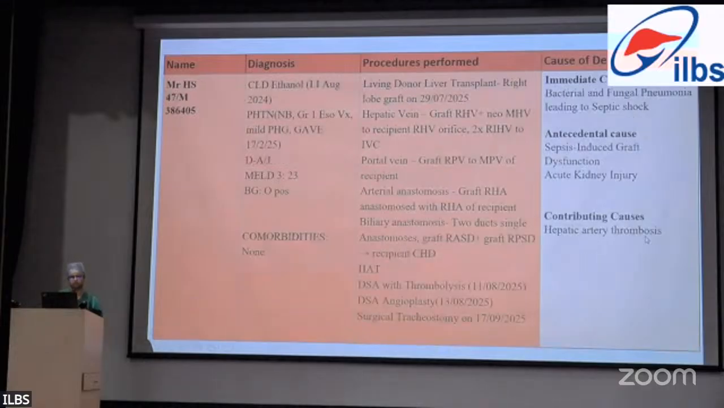Then another patient, Mr. HS, a 47-year-old male, CLD ethanol, with a MELD of 23. He underwent liver transplant in July 2025. He was in the ICU for a long period. He had hepatic artery thrombosis, for which he underwent DSC and thrombolysis on 11th of August 2025, and angioplasty was done on 13th of August.